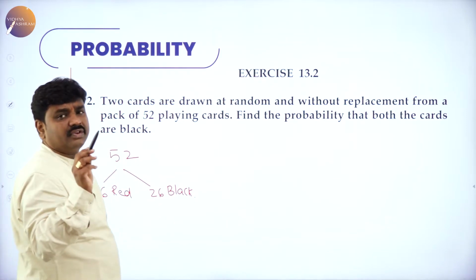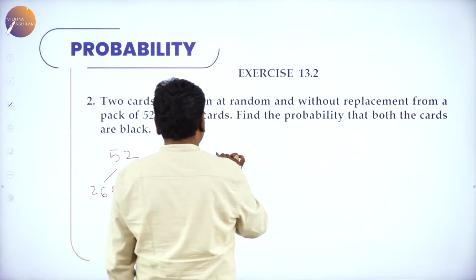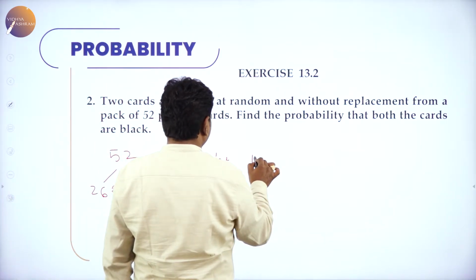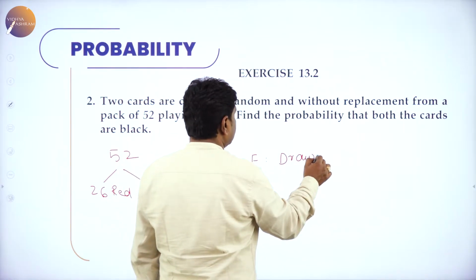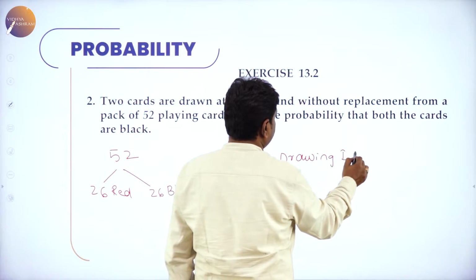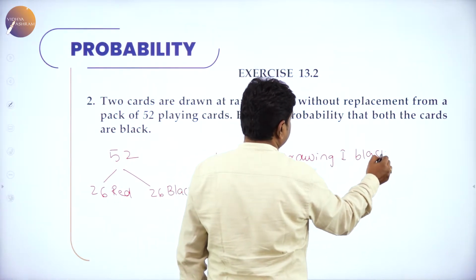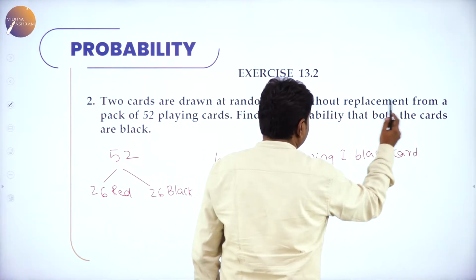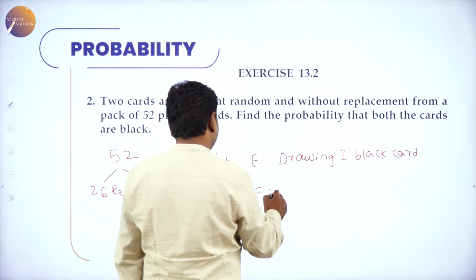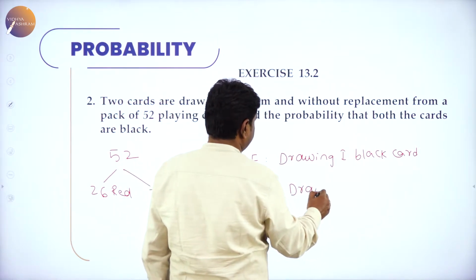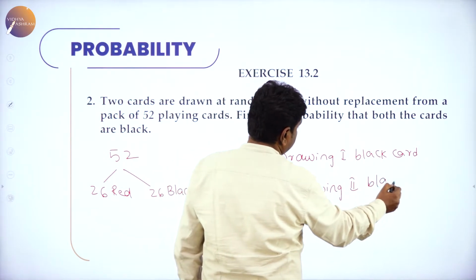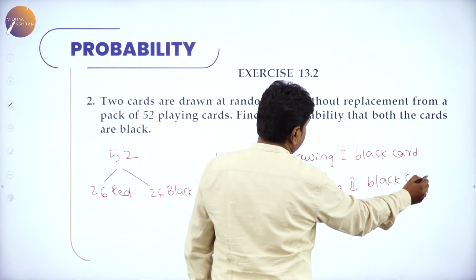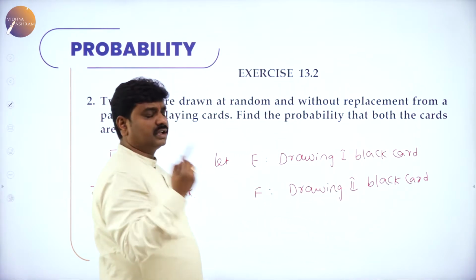Now define two events. So let event E, drawing first black card. Drawing what? First black card. And event F, drawing second black card. See, drawing one card is independent of drawing other card.